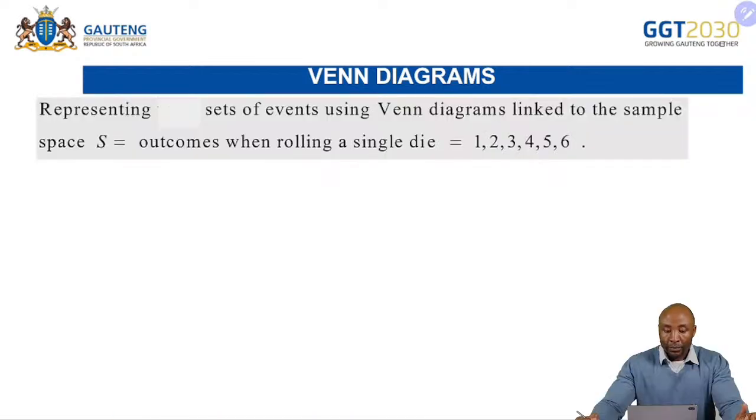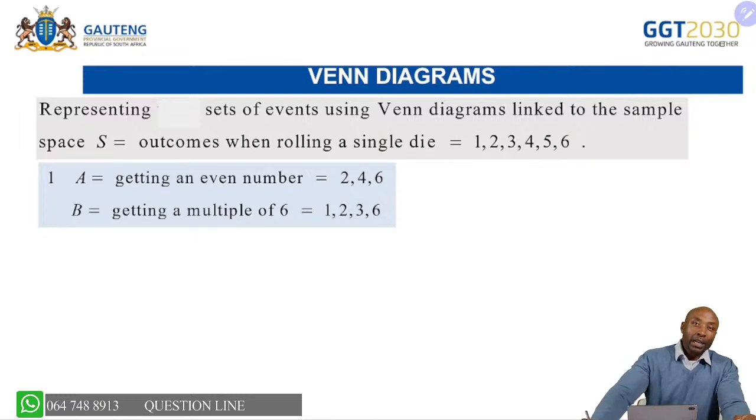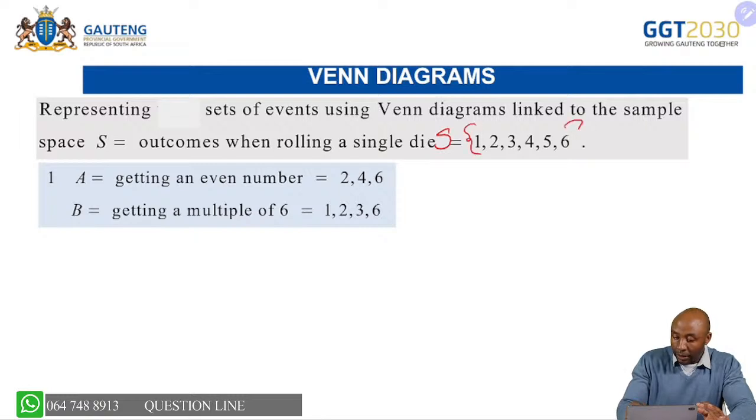Now, we have Venn diagrams which are used to represent probability outcomes. I just want us to look at this example that I have here. I will use the example linked to rolling a dice. Our sample space when rolling a dice, we said our sample space will be S is equal to {1, 2, 3, 4, 5, 6}. Those are our possible outcomes.